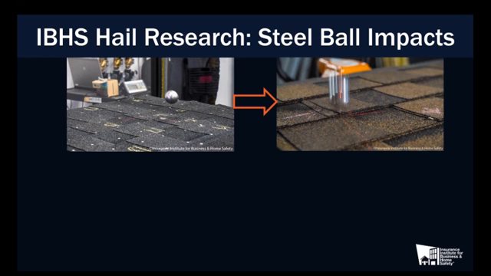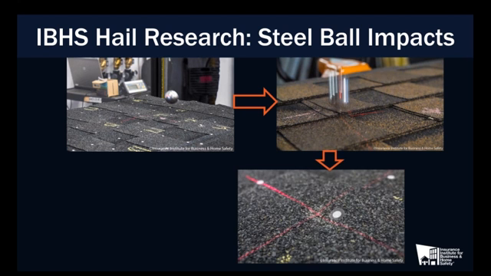The steel ball is dropped from a tube. It impacts the shingles. We have a laser sight on it, so we're impacting particular zones of the shingle that we think might be vulnerable. Once the shingles are impacted, you can see the kind of damage that it might create.